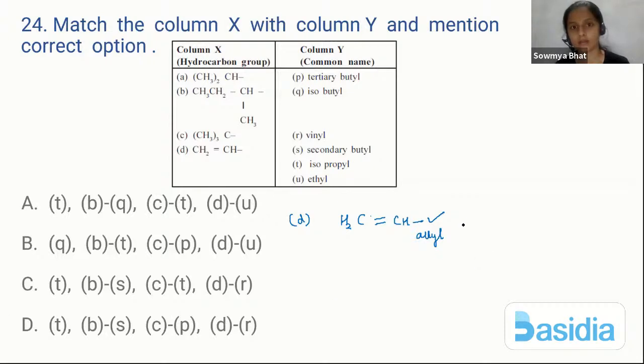Do you have that anywhere? Sorry, this should be vinyl. I'm extremely sorry. This is vinyl. Allyl is this one: a carbon is attached to a carbon which is attached to a double bond. So this should be vinyl. So option D is going with R. See where D is bonded with R. So C and D. Now let's go to the other options as well.